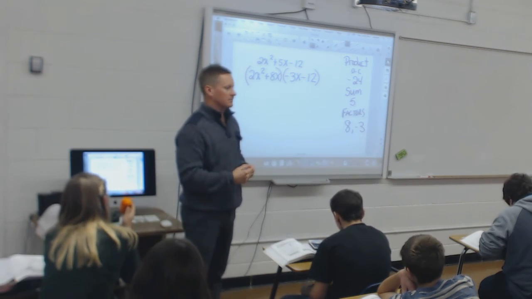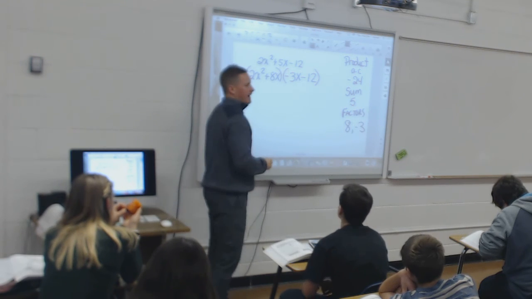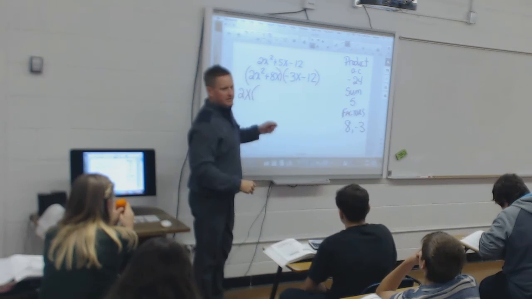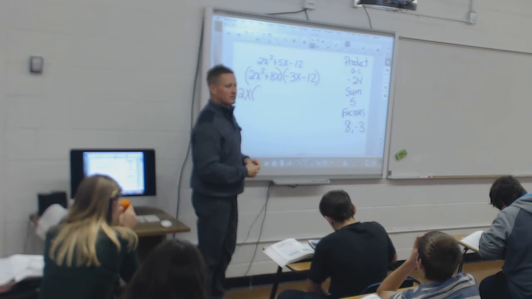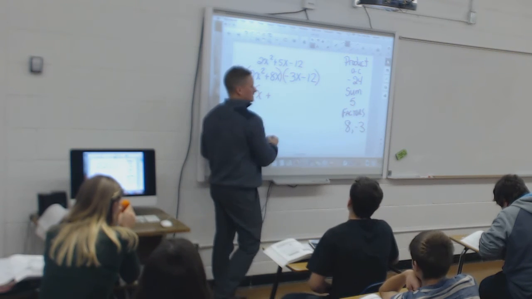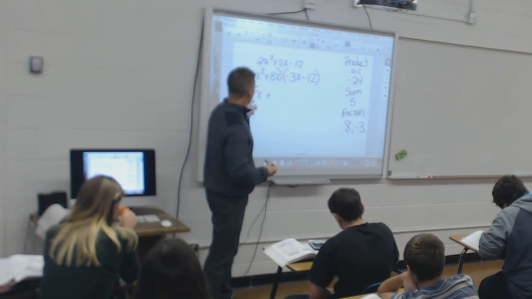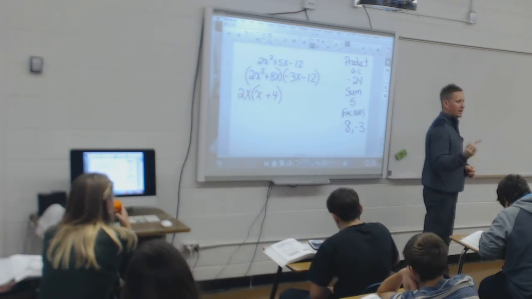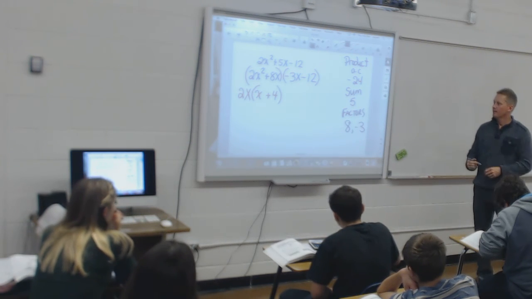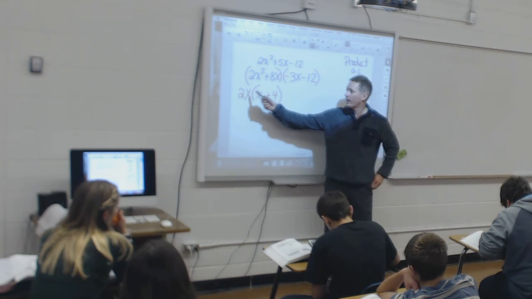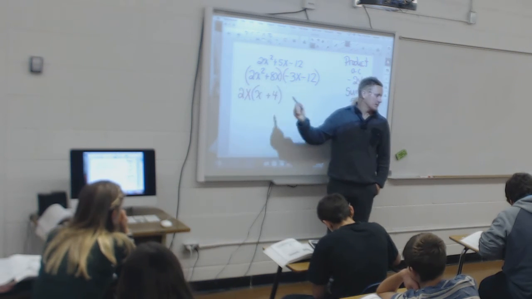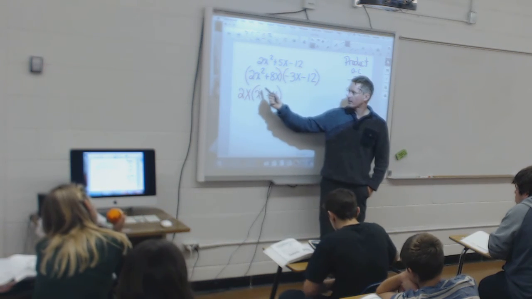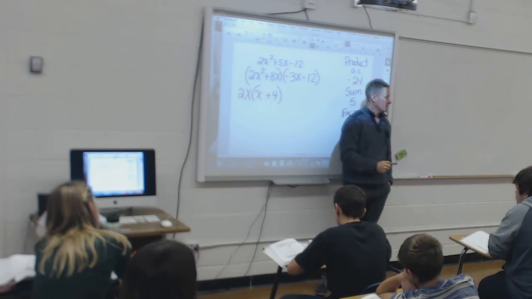What goes into 2 and 8? 2. What goes into x squared and x? X. So, what am I left with when I divide 2x out? I'm left with x plus 4. Agreed? Does anybody not follow what I did there? How do you get to 2 again? 2x goes into both of these values. Okay, and then 2 goes into 8. 2 also goes into 2. X goes into x squared. X goes into x.